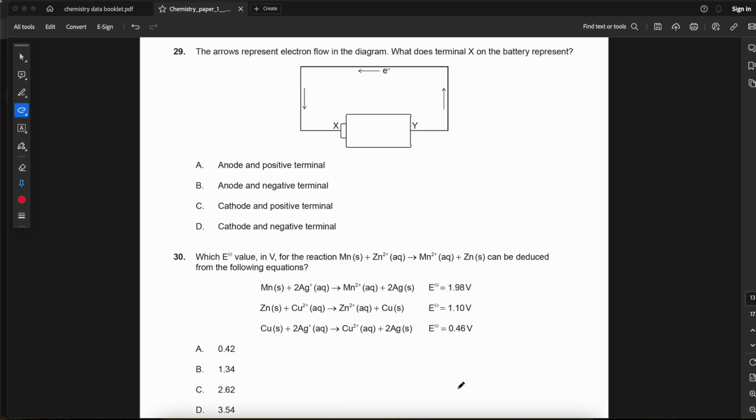Number 29. The arrow represents electron flow in the diagram. What does terminal X on the battery represent? This is a voltaic cell. So for a voltaic cell, the positive electrode is at the cathode, and electrons flow from negative to positive in a wire. Okay, so what does terminal X on the battery represent? The cathode, and a positive terminal.